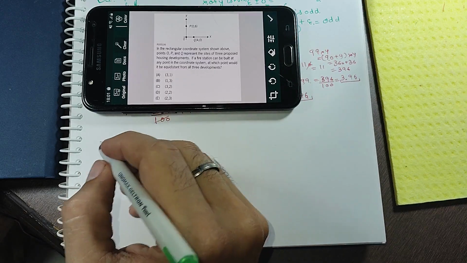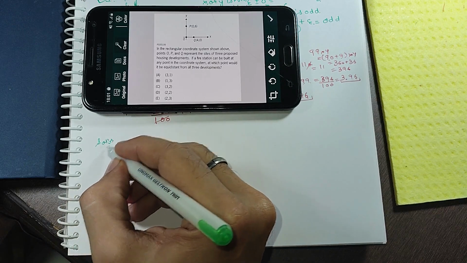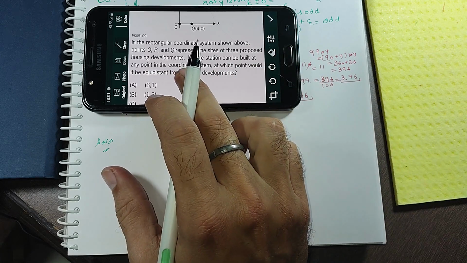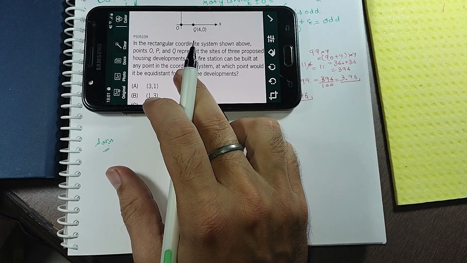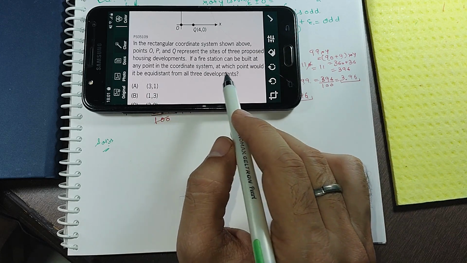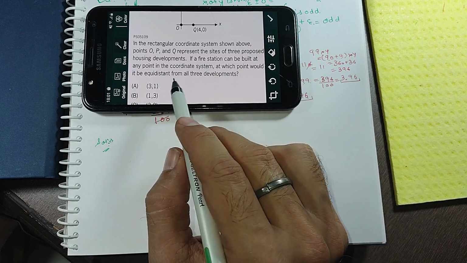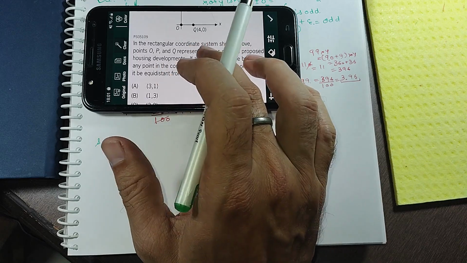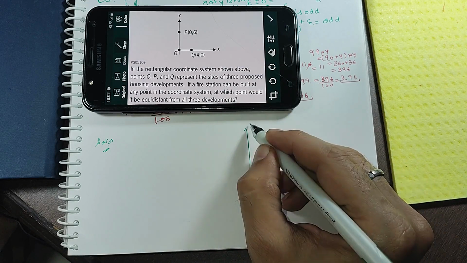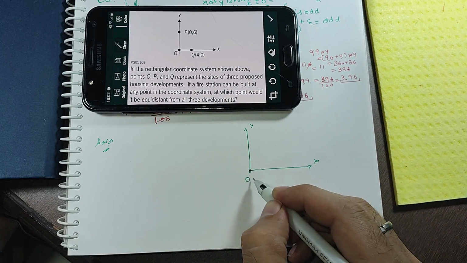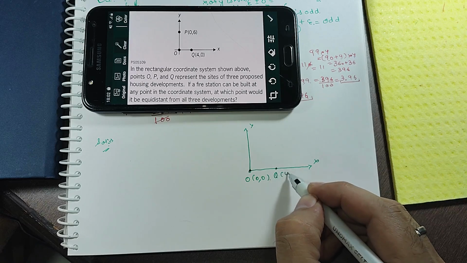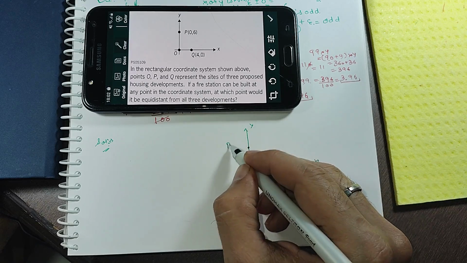Right? In the rectangular coordinate system shown above, points O, P and Q represent the sites of three proposed housing developments. If a fire station can be built at any point in the coordinate system, at which point would it be equidistant from all three developments? So you can draw this figure. This is X, Y. First is this point O, which has coordinates origin 0, 0, Q is point 4, 0 and P is 0, 6.